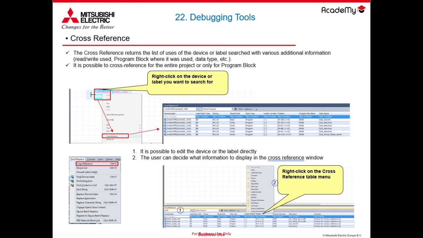The cross-reference returns the list of labeled device addresses searched for, with various additional information. You can cross-reference the entire project, not only the program block. In fact, this is a tool that can be useful for searching for all the labels, instructions, contacts or strings within our program.